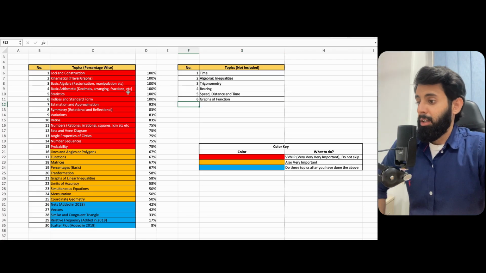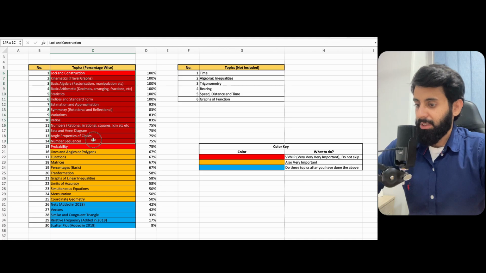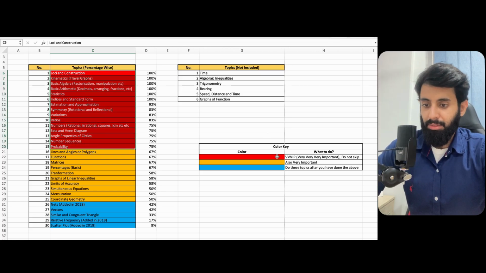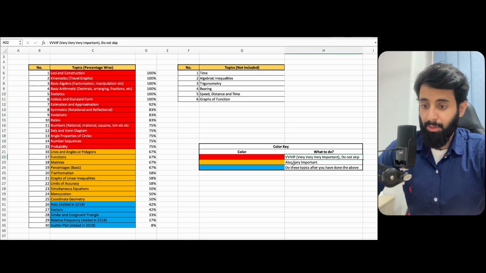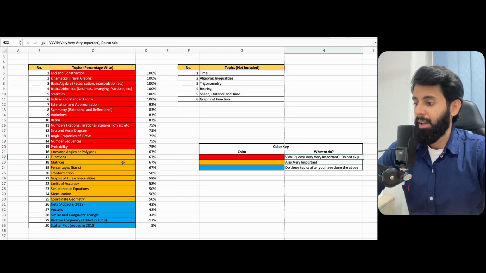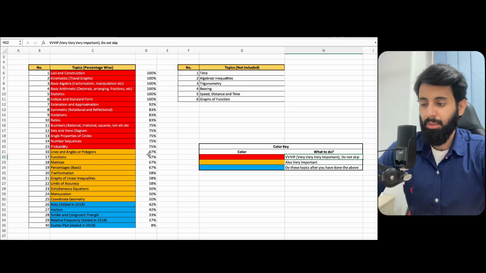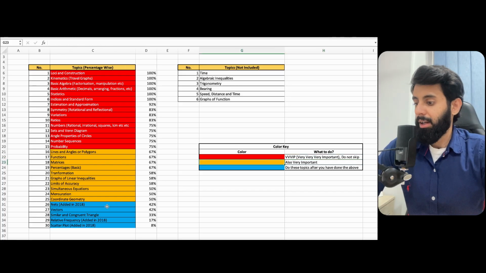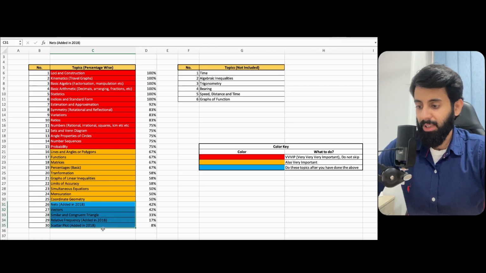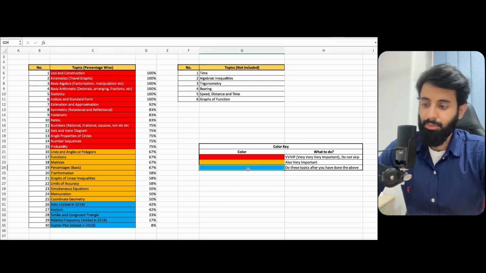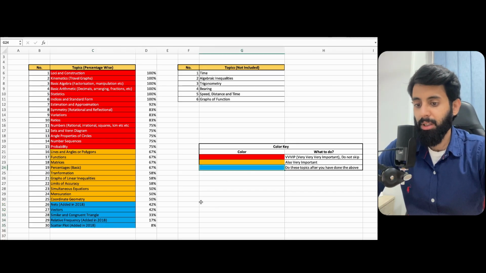Anything that's 75% or above, I've called very, very, very important. Do not skip, no matter what you do. Anything that's 50% or above, up until 75, is also very important. The ones I've highlighted in blue are, of course, important and will carry marks, but make sure that you focus on these topics only after you have done the above.